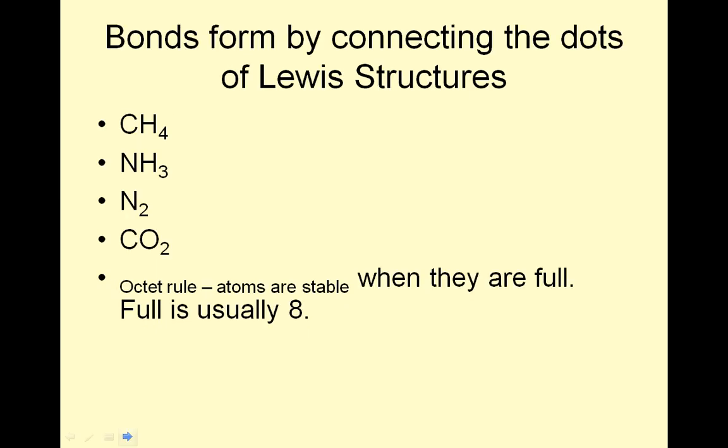Bonds form by connecting the dots of Lewis structures. The octet rule says atoms are stable when they are full. Full is usually 8. So the way that we do this, bonds are stable by filling this up.